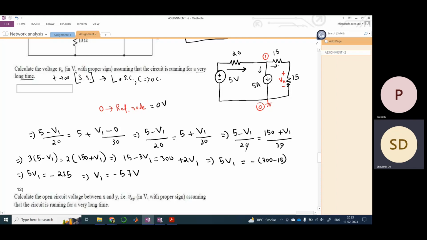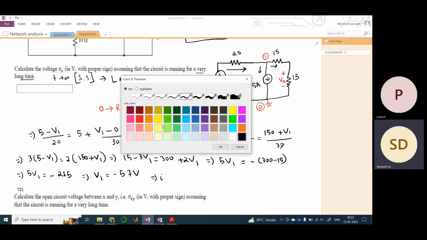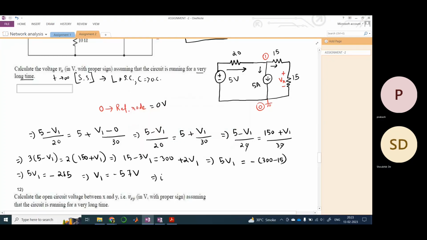So what is the current flowing through this 30 ohm resistor? Since this is connected in series, 15 and 15, the equivalent resistance is 30. So what is the current flowing through this path? Let us say that this is I2. Just for the sake of your understanding, let us say that the current flowing through this path is I2.